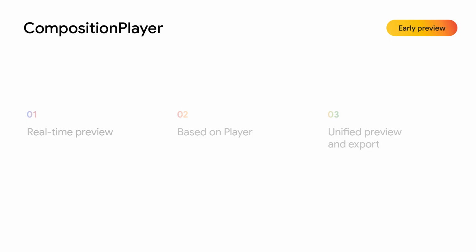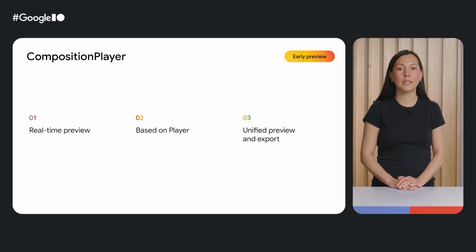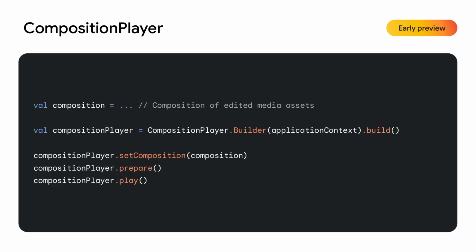CompositionPlayer offers real-time preview of complex media edits, allowing users to fine-tune their work before finalizing it. It is built upon the familiar Media3 player interface, and you can use the same composition for preview and export. This API streamlines the editing process, allowing users to iterate quickly and confidently, knowing that their preview accurately reflects the final exported video. Let's look at the code sample.